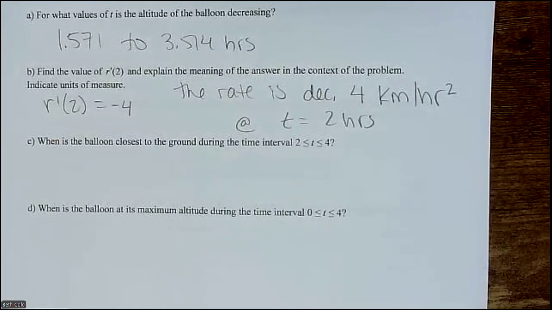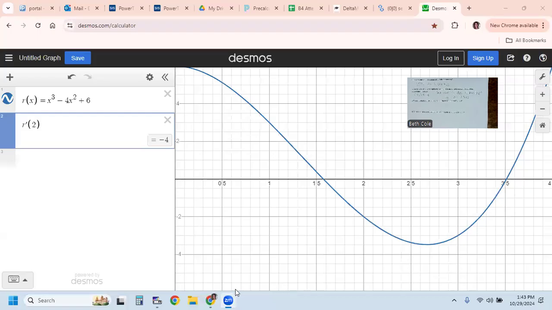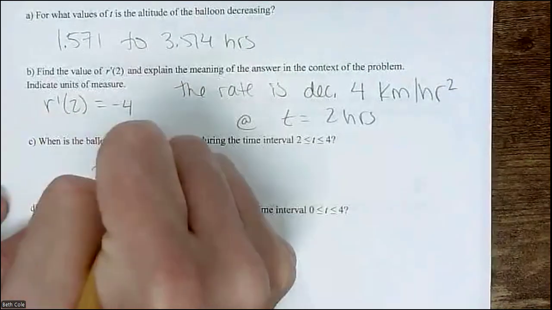When is the balloon closest to the ground? Well, look here. Where did it start? On the ground. Watch me point to this. This part, it goes up in the air. Is it closest to the ground? No, it's up in the air. Then for this negative portion, it moves down. So at this time, it would be closest to the ground because after that, it starts going back up again. So at 3.514 hours is when it's closest to the ground.